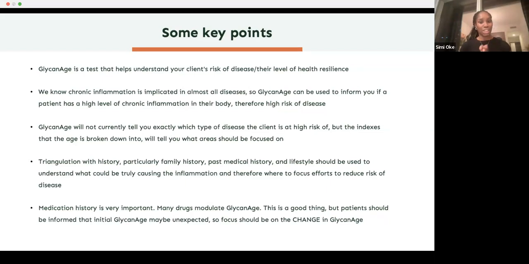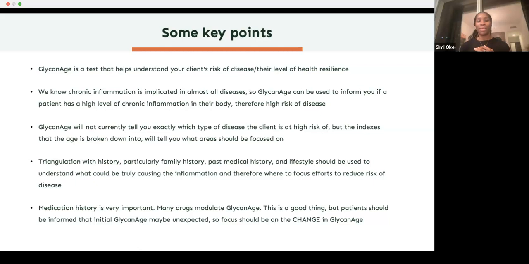And then in terms of medication history, one key thing to understand is that GlycanAge, because it looks at inflammation happening in the body, will respond to both medication as well as lifestyle changes. Many people who are on medication that can modulate GlycanAge will see that, especially women who have been on HRT. We can see that their GlycanAge will be modulated.